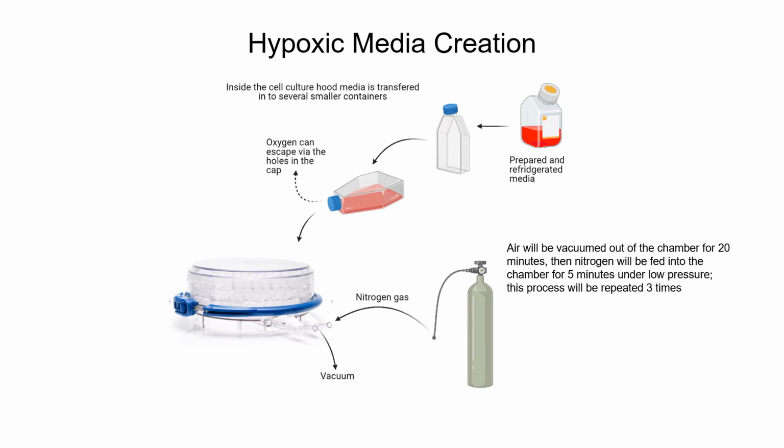To create the hypoxic media, an incubation chamber is used in conjunction with the vacuum and nitrogen gas. Inside the chamber, when the vacuum is applied, oxygen leaves the media because of a pressure difference. Nitrogen is then pumped into the chamber to replace more dissolved oxygen.